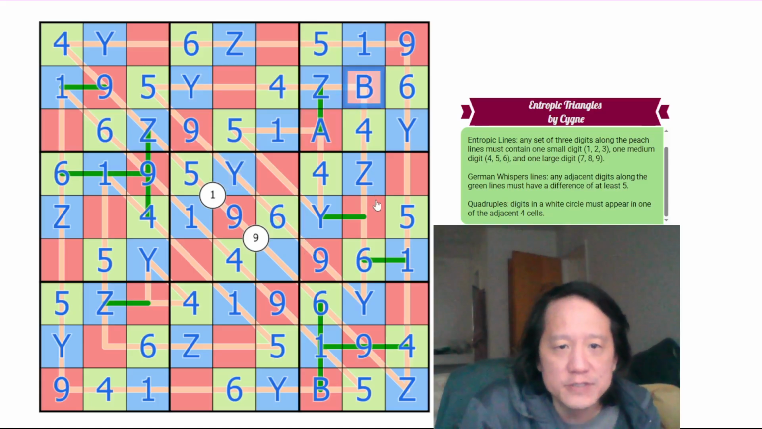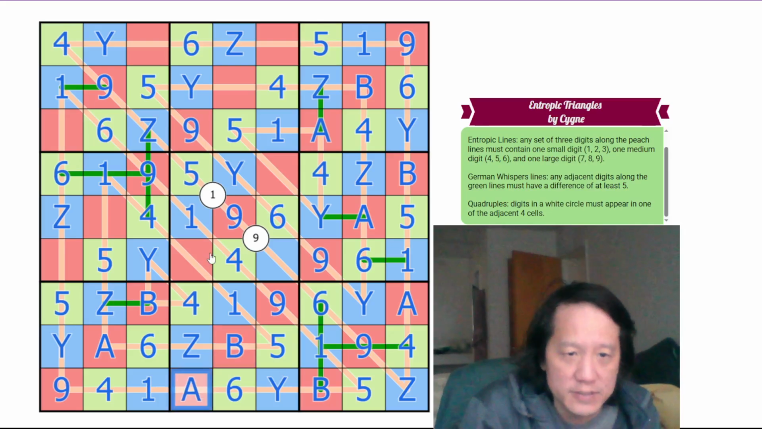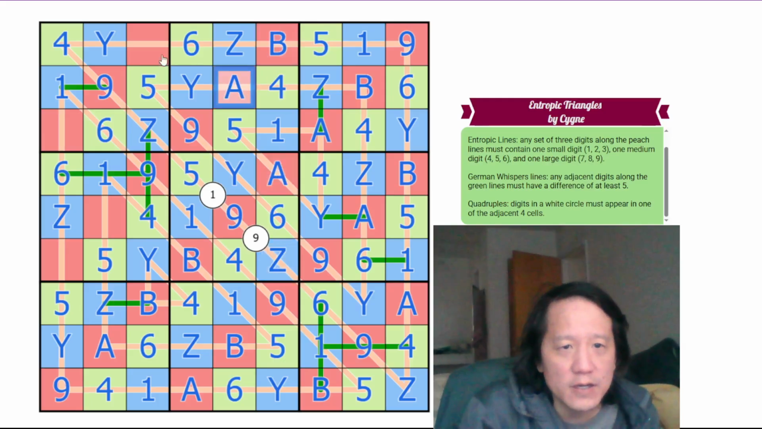A and B, this is A, this is B, which forces this to be A. Which makes that B, which makes that A, which makes that B. Which makes this A, which makes that B. Makes that A, B, A. Oh, this is Z. B, A, B, A, B. Okay.